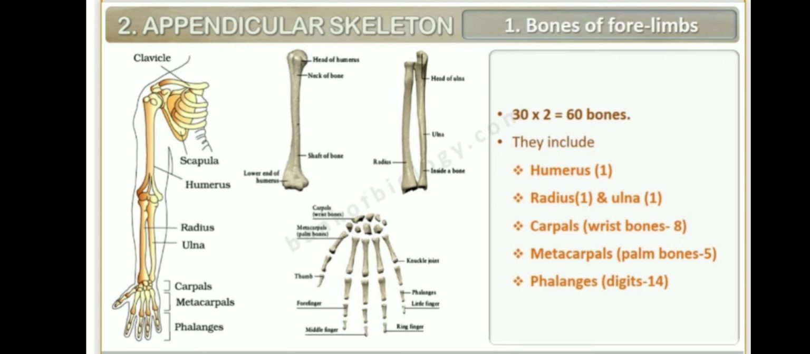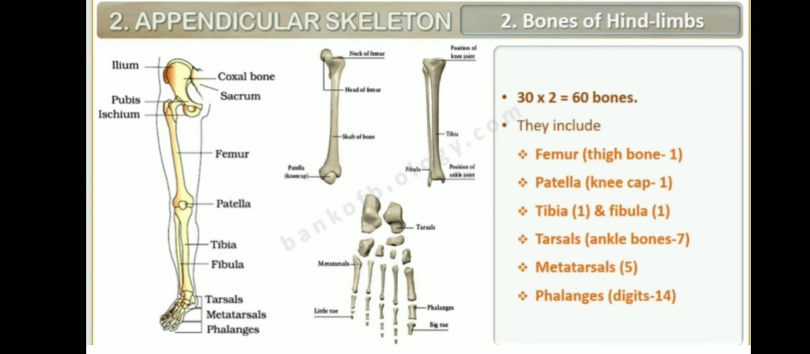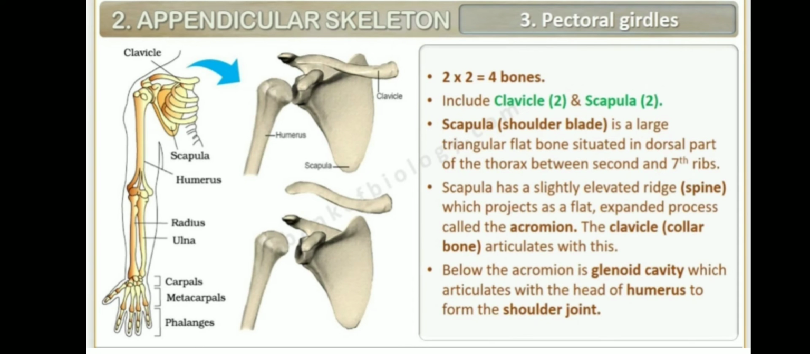Femur, the thigh bone, is the longest bone. Tibia and fibula, tarsals, the ankle bones, 7 in number. Metatarsals, 5 in number, and phalanges, 14 in number, are the bones of the legs, that is, the hind limb. A cup-shaped bone called patella covers the knee ventrally, that is the kneecap.